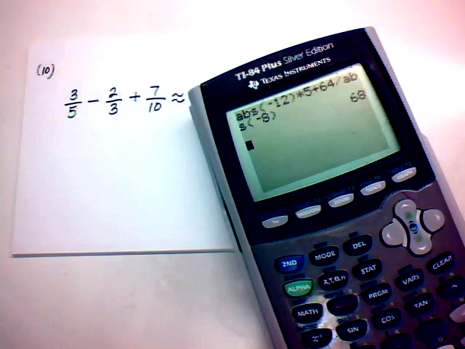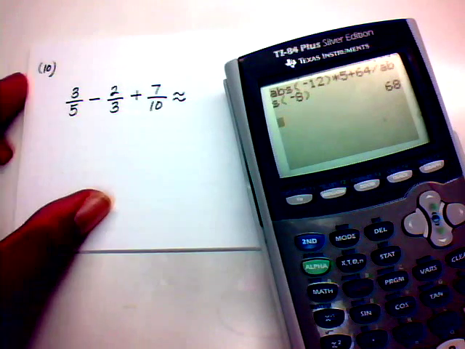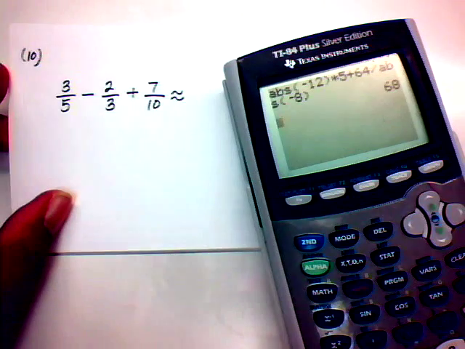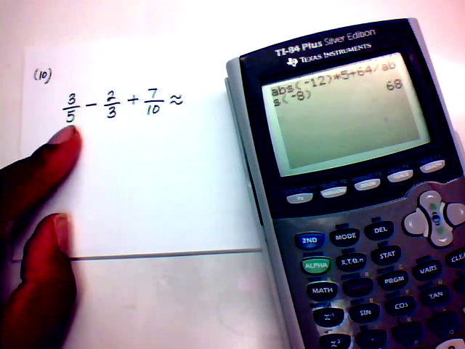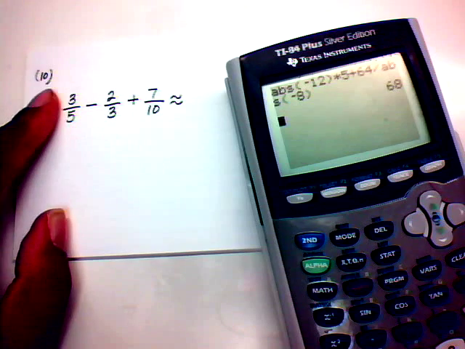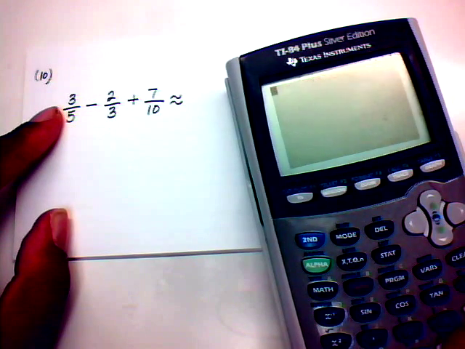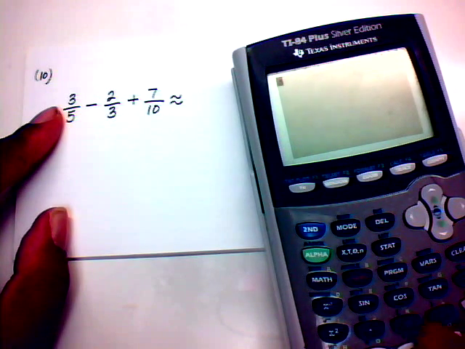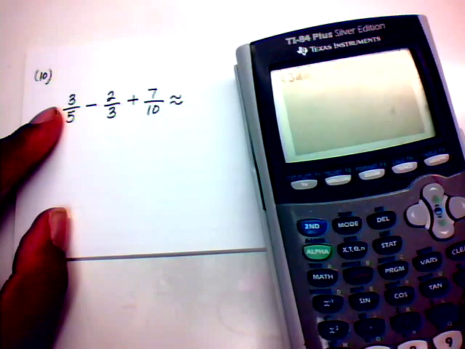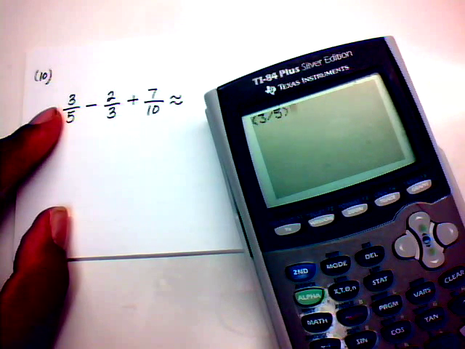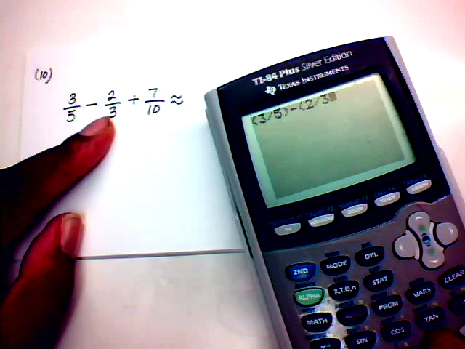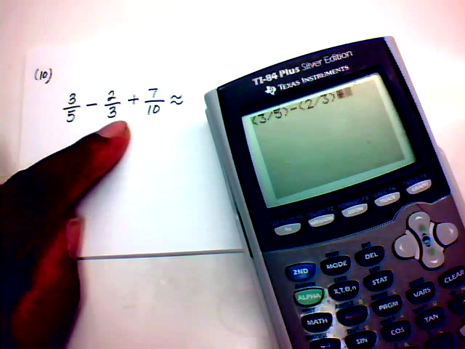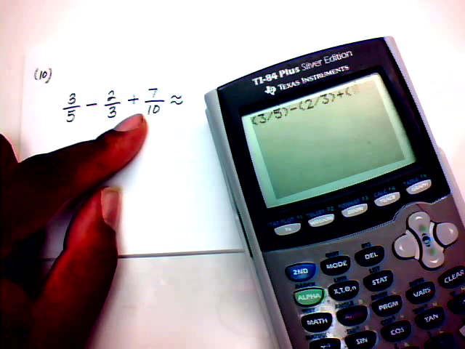All right, number 10. Now we're going to write this as a fraction. And also we got this same problem that we're going to write as a decimal. Okay. Actually, this one will be a decimal. Okay, so here, 3/5. To enter this, we're going to put 3/5 in parentheses. So we're going to use our left parentheses, then 3 divided by 5, and close the parentheses. Minus, for 2/3, we'll put that in parentheses, so left parentheses, 2 divided by 3, and close the parentheses. Plus, the 7/10 we're also going to put in parentheses, so left parentheses, 7 divided by 10, close parentheses.